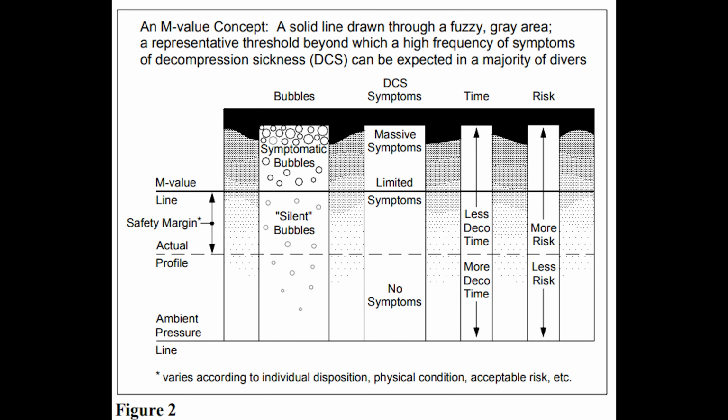So you may be asking yourself, what is a gradient factor and what is an M line? Gradient factor is the difference in the pressure between the nitrogen dissolved in your tissues versus the ambient pressure, expressed as a percentage of the M value line. Now, the M value line is a model-based calculation of when DCS symptoms begin to present for average divers.